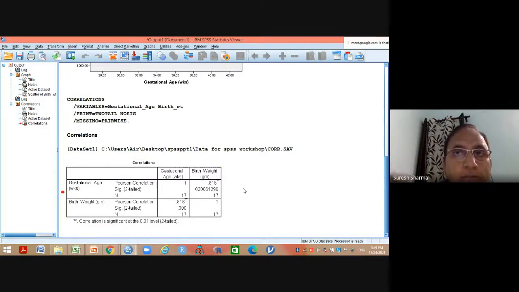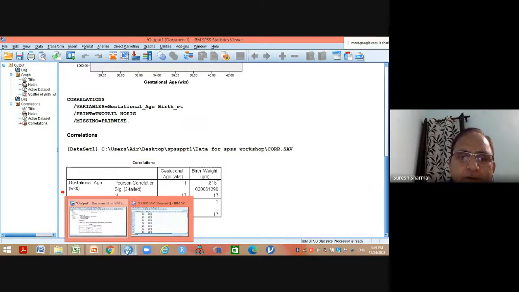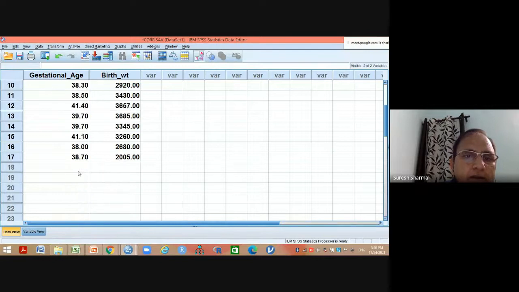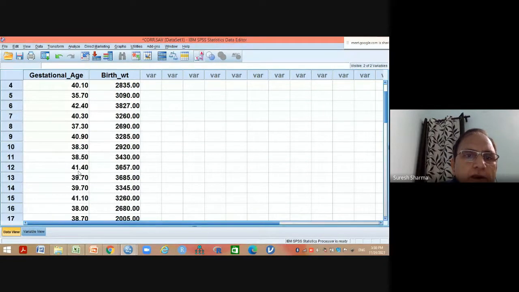Let's go for simple regression also. Now our aim is to predict birth weight for a given gestational age. Let's say the question may be like this. This is a gestational age. This is a birth weight. And you can see gestational age at the age of 34.7, 36, right? And so on. Let's say somebody asks you this question.